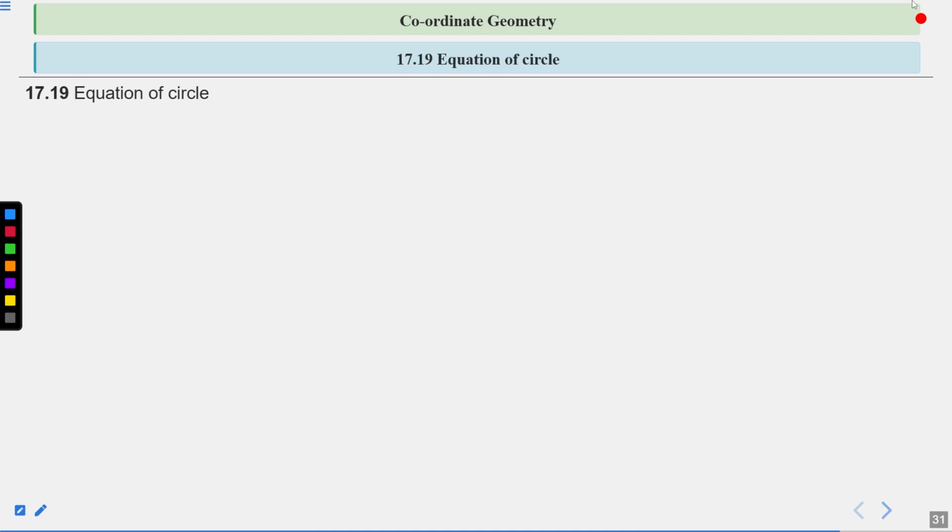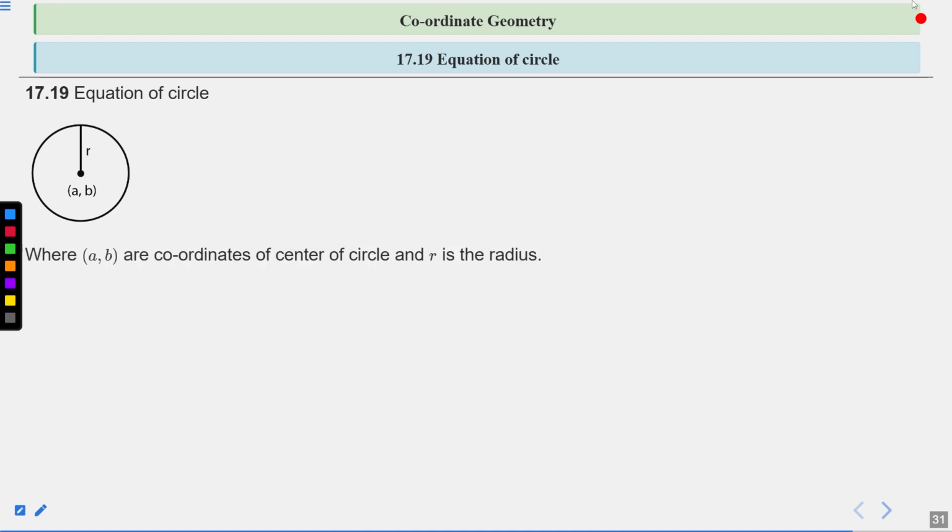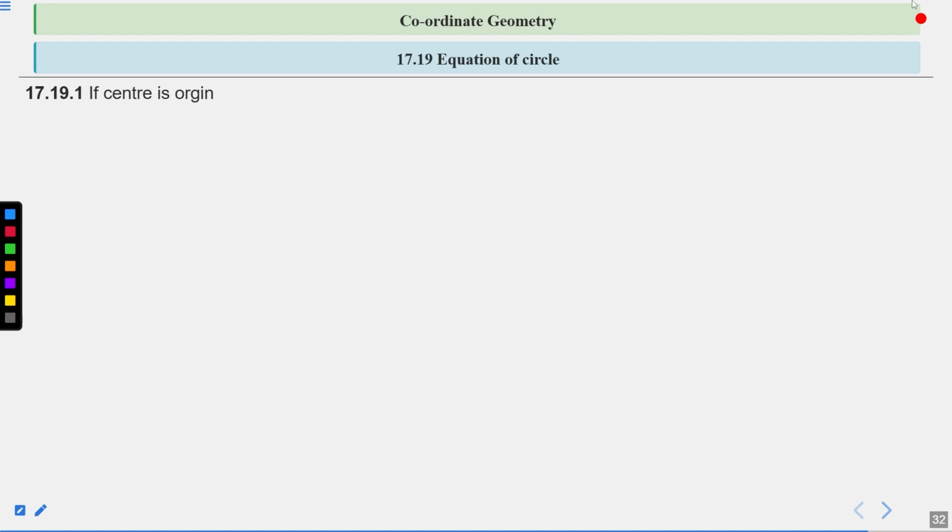Equation of a circle. So this is the diagram. Where a and b are the coordinates of the center of the circle and r is the radius of the circle. So equation of circle is x minus a whole square plus y minus b whole square equals r square. Equation of a circle if center is origin. So this is the diagram. Then the formula becomes x square plus y square equals r square.